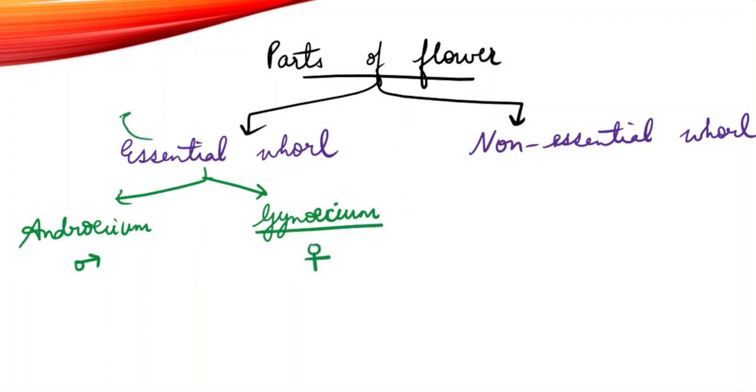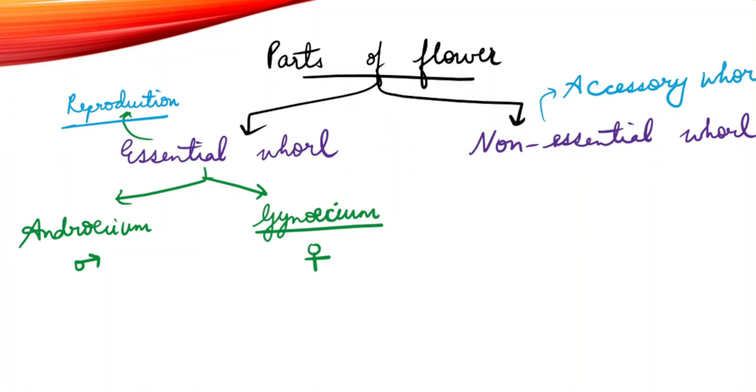So the essential whorls are the whorls which are actually participating in reproduction, and non-essential are accessory whorls, which means they are not participating in reproduction, they are just helping. So the accessory whorls are two. You have calyx and corolla. Okay, this was the basic.